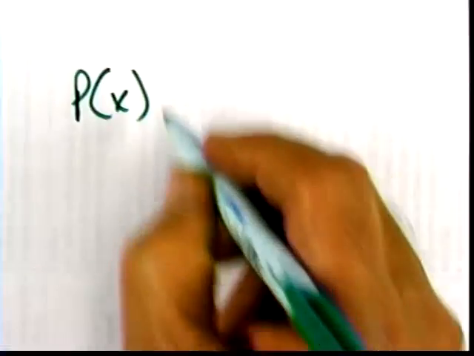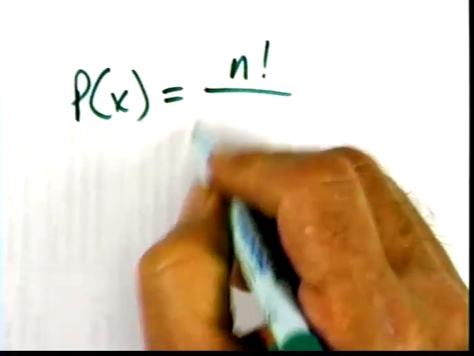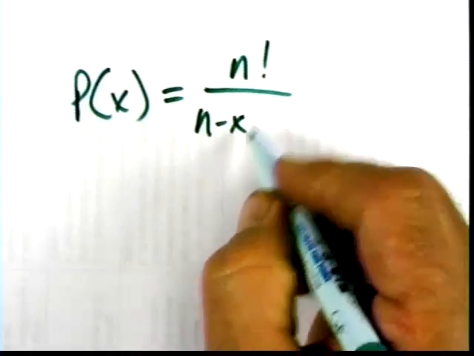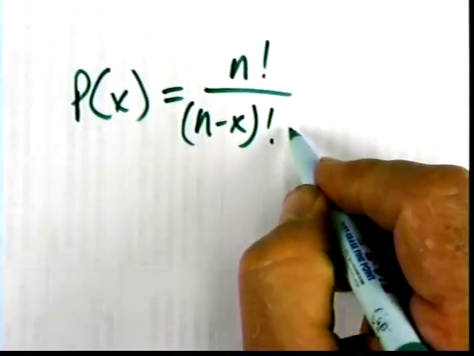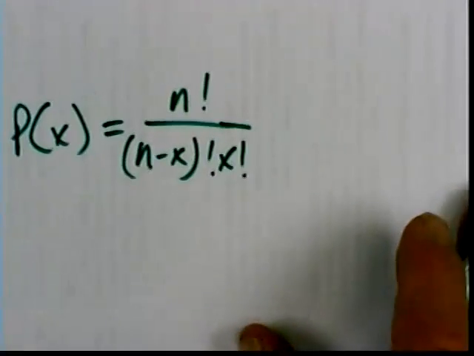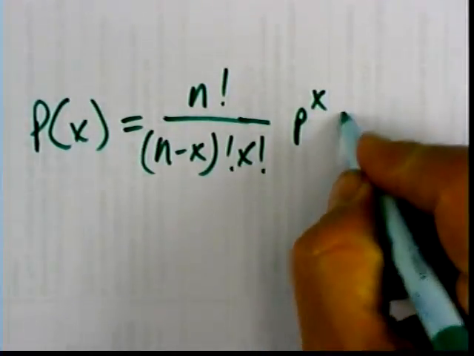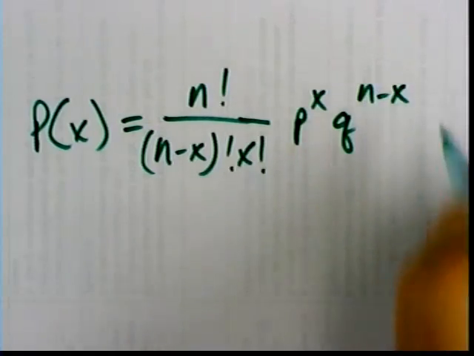But when I go back, we had our probability, our P of X. Let me explain this a little bit more. That's n factorial over n minus x factorial, x factorial. And we gave an example of how we calculated this. P to the x, q to the n minus x.